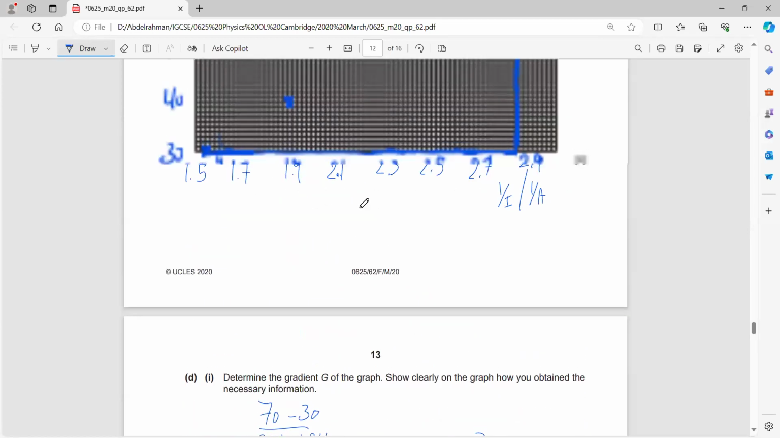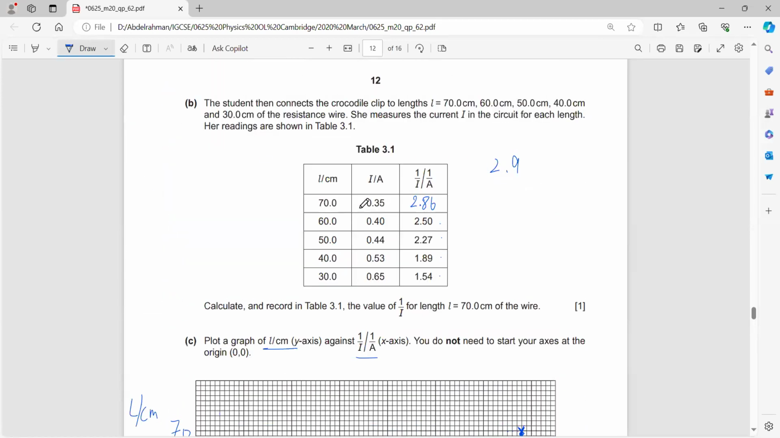Okay, let me give you some numbers. The 30 centimeters and the 70 centimeters. This had a current of 0.65 and this had a current of 0.35. He did not give you any resistance for this question, but you can say, for example, the 30 centimeter length had a 30 ohm resistance, and the 70 centimeter had a 70 ohm resistance.